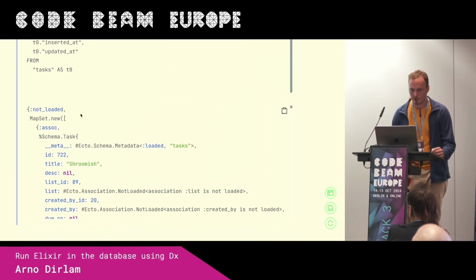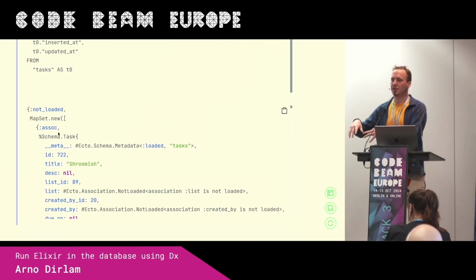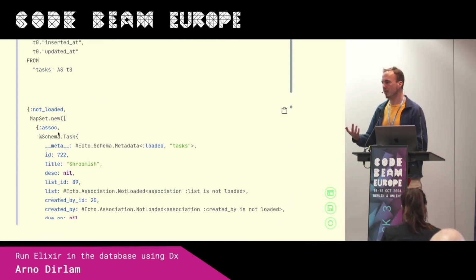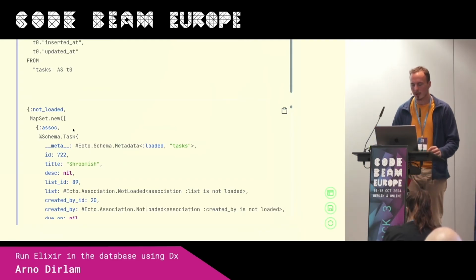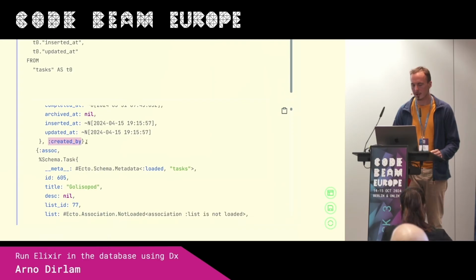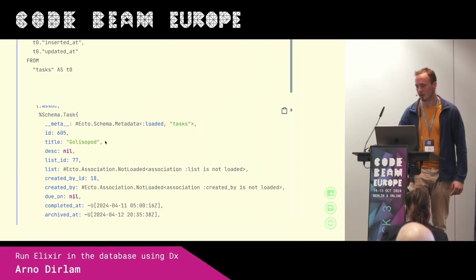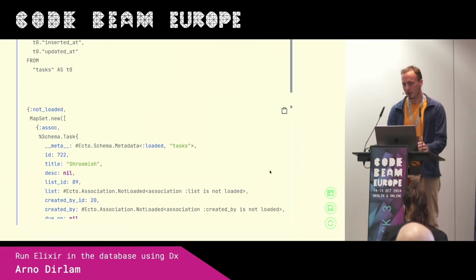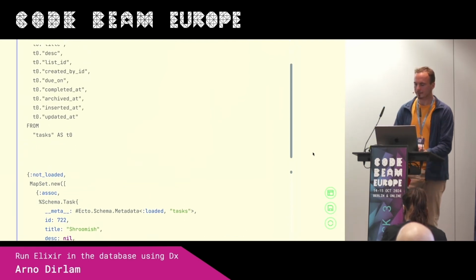What we get returned here is a very long list of not loaded tuples, and it uses a MapSet. It uses a deeply nested map, basically, to keep track of the data requirements as something gets called. In this case, we have one tuple association for this task, and the association is called created by. These are batched together, because this is one data requirement for each task, and then data loader and DX batch it together.